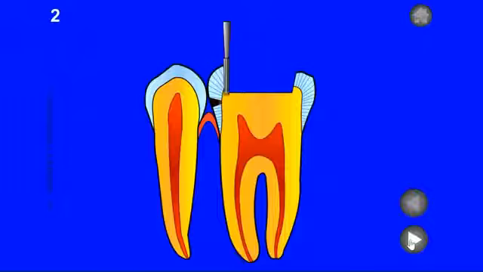Step 2. Deepen the cavity at this point to include the carious area.